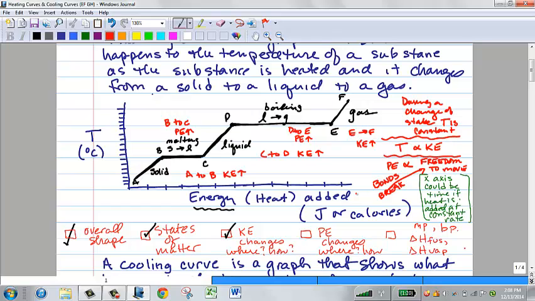I guess what I'm trying to get at is that on the roller coaster, when the marble went downhill, it lost potential energy, but it gained kinetic to replace it. That's not what's happening here.